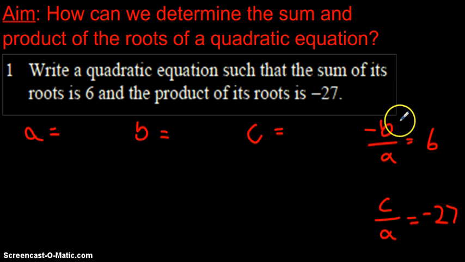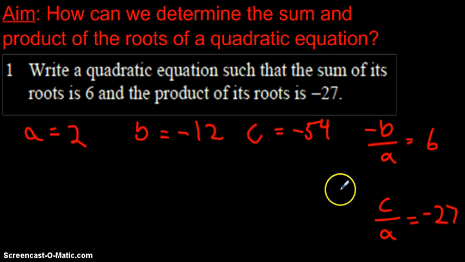I think we have the freedom to choose, so let's just make a equal to 2. Why not? B will have to be, if a is 2, then b is going to be negative 12. And since a is 2, c will have to be equal to negative 54.